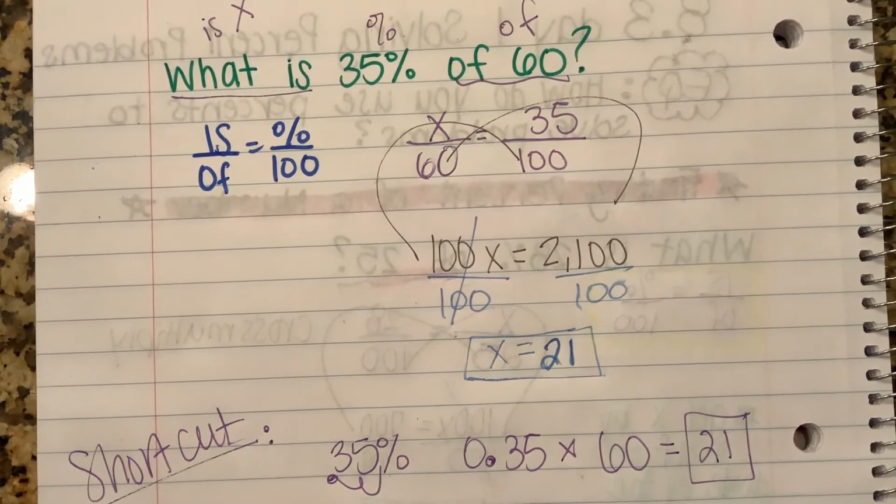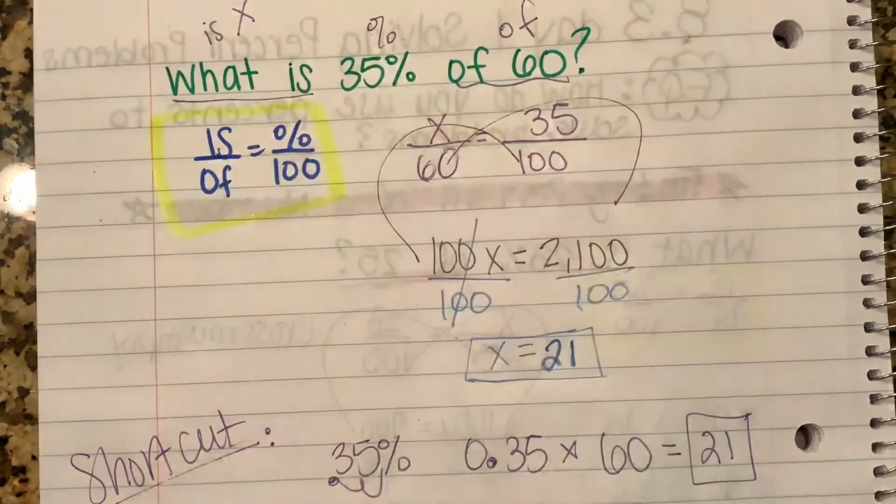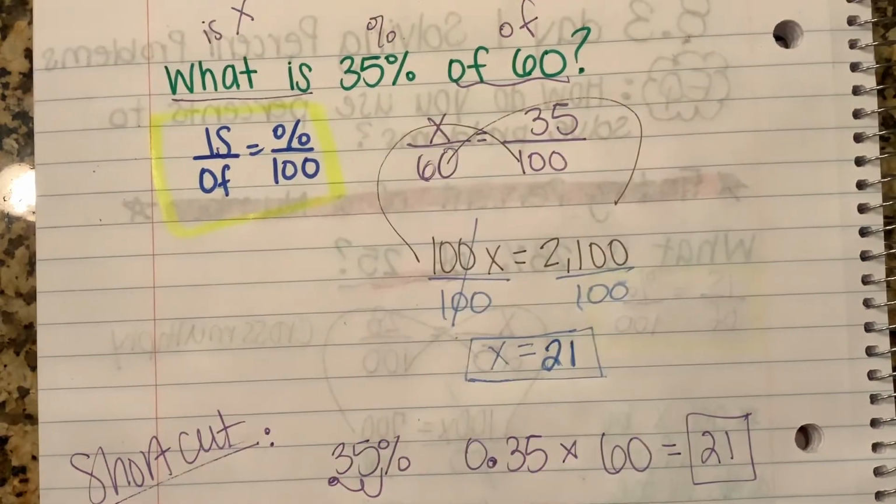Now again, the shortcut method will not work for every single problem. So I highly recommend, again, use the proportion. I know it takes a little bit longer, but it's worth it because you can use it for every problem that you're going to see in module 8.3.